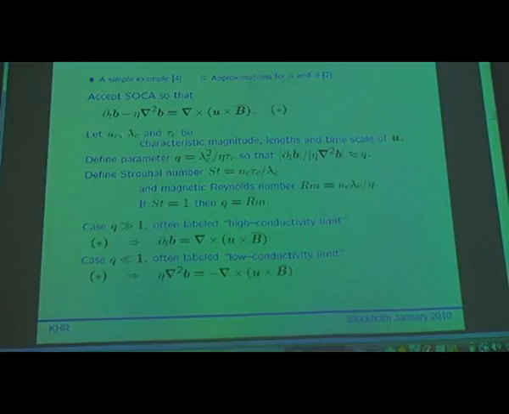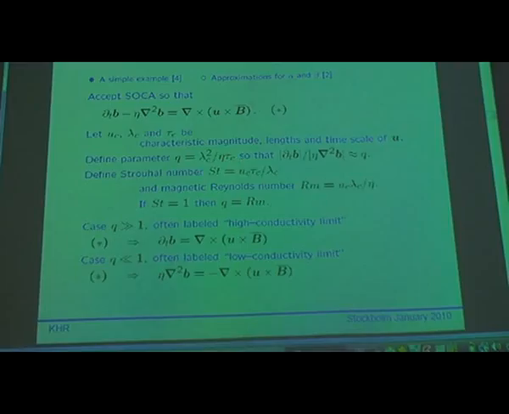Okay, this is the equation for the second order correlation approximation. We assume that we can characterize u by a characteristic velocity u, a characteristic length, the correlation length lambda c, and a characteristic time, the correlation time tau c. And we define a parameter q, lambda c squared over eta tau c.